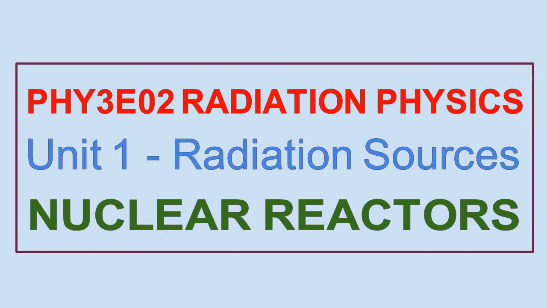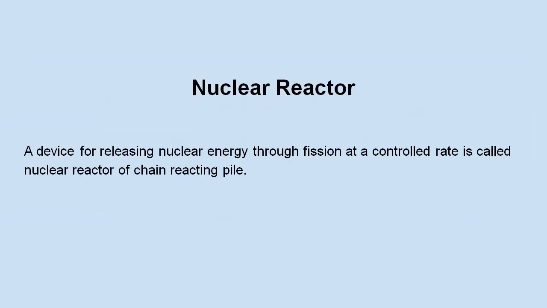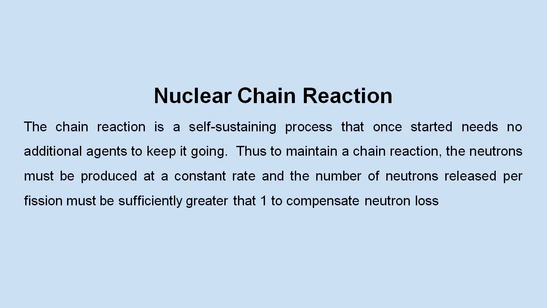In this class, we will discuss nuclear reactors. A nuclear reactor is a device for releasing nuclear energy through fission at a controlled rate. It is also known as a chain reacting pile. The chain reaction is a self-sustaining process that, once started, needs no additional agents to keep it going.